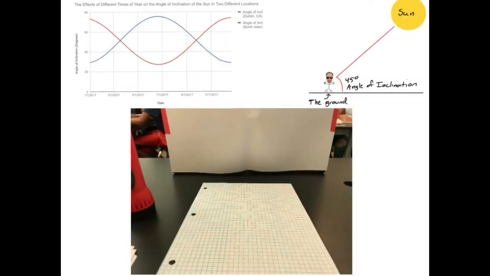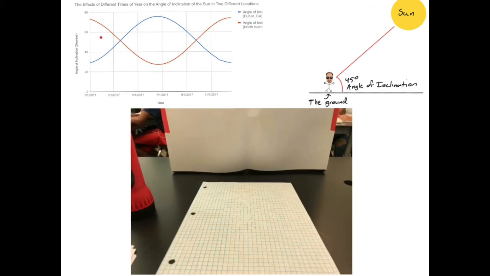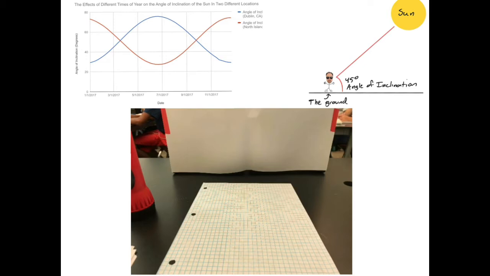Here we go. So the graph that we've been working on, and I will point out on here, is up in the upper corner here, so that should look pretty familiar. And so the blue line shows the angle of inclination of the sun in Dublin over the year, and the red line shows angle of inclination for North Island. And just to clarify what angle of inclination means, I have this graphic here to basically show you, it means that it's just the angle from the ground or the horizon to the sun.